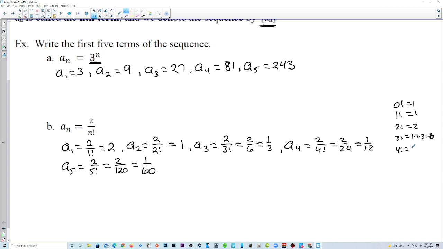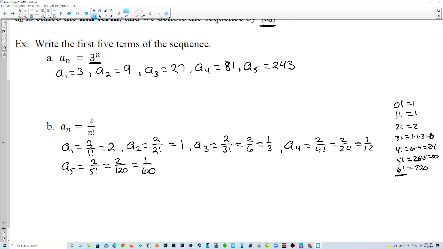4 factorial, we're going to take that 6, 1, 2, 3, and 4. So we'll take that times 4, that's 24. 5 factorial, 24 times 5 is 120. And it's nice to know 6 factorial as well, which is 720. Now, usually if we go past 6 factorial, we're looking at using some calculators.